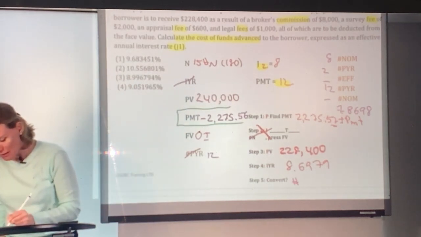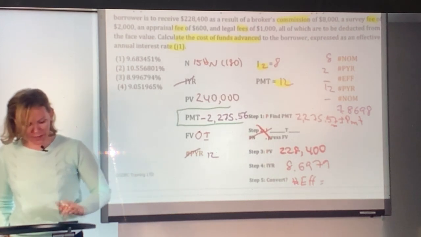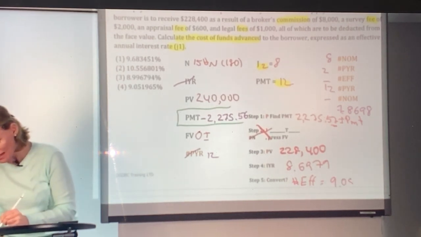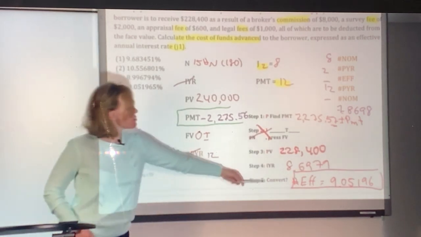So you press Shift, Effective, and Effective converts it to J1. So Shift Effective, and you should get 905 as the answer. Okay, so this is your J1. So that should be the answer at the end.